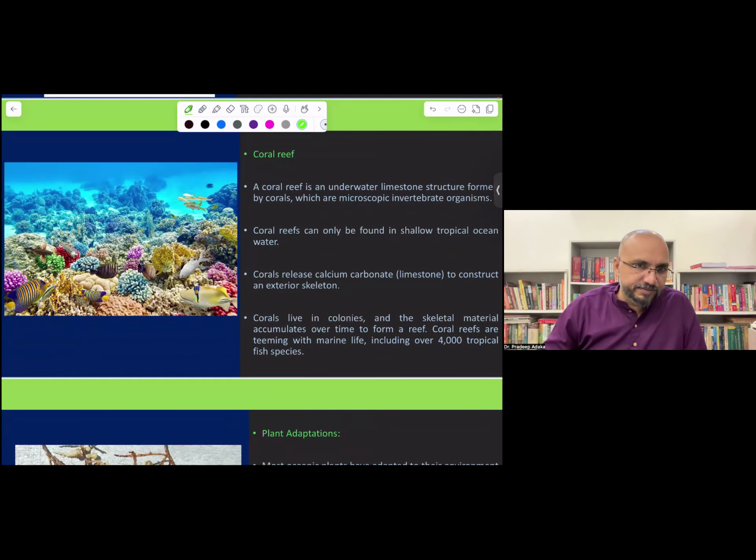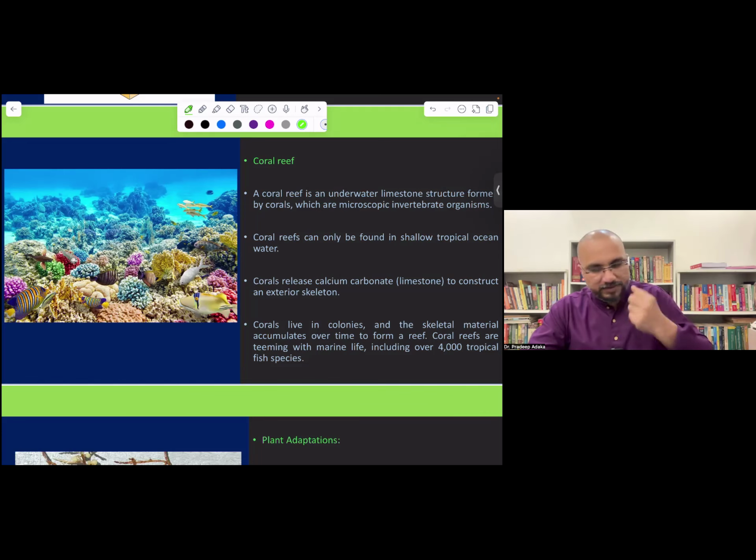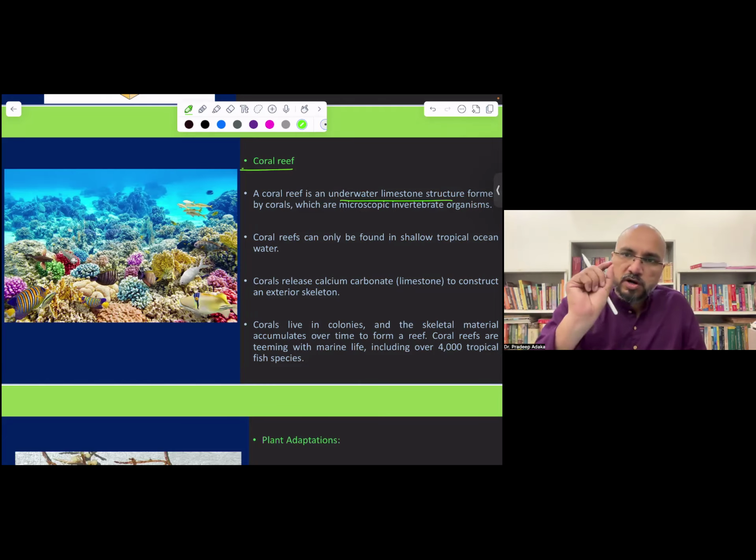Coming to the coral reefs, this is the last. Plant and animal adaptations we will see in the next class, and we will start succession. So we will see ecological succession in the next class along with your plant fauna and flora. So coral reefs, this is the last one. Coral reef is an underwater limestone structure. Coral reefs are formed by small invertebrates. Okay, so they are called anthozoans.